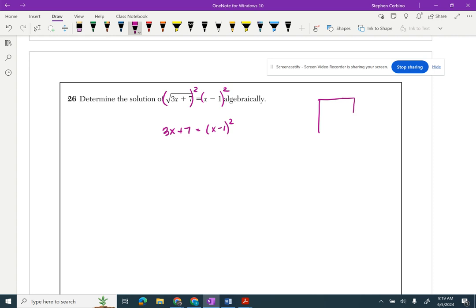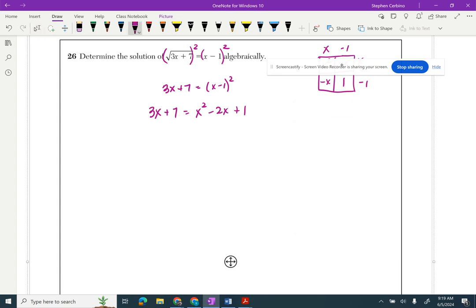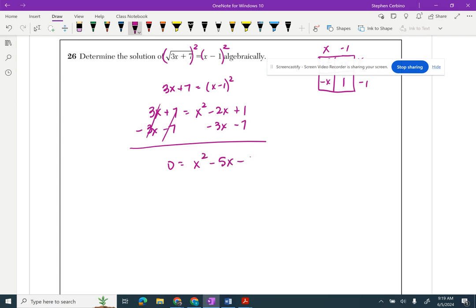Remember, when you square a binomial, you have to multiply it by itself. So off to the side, I'll do some quick multiplication here. We have x squared minus x, minus x, and positive 1. So we're left with 3x plus 7 is equal to x squared minus 2x plus 1. Since it's quadratic, I have to make this equal to 0, whether I'm factoring it or using the quadratic formula. Either way, I have to do this. So I have 0 equals x squared minus 5x minus 6.